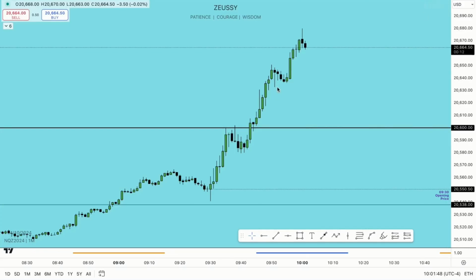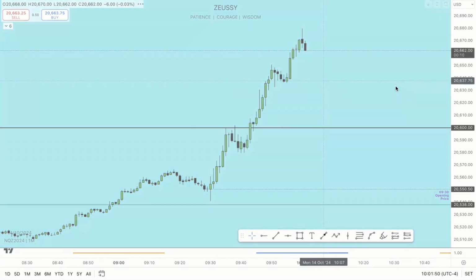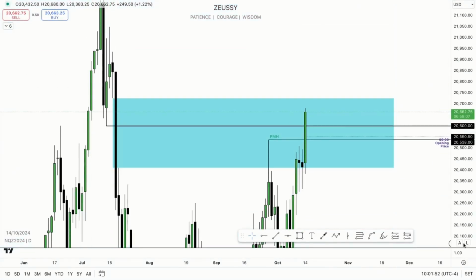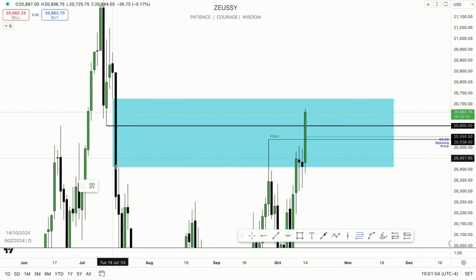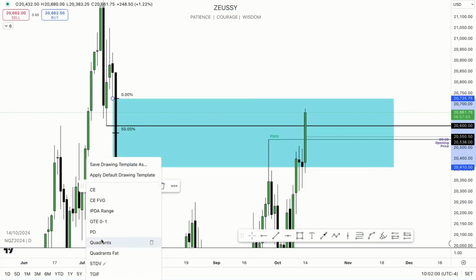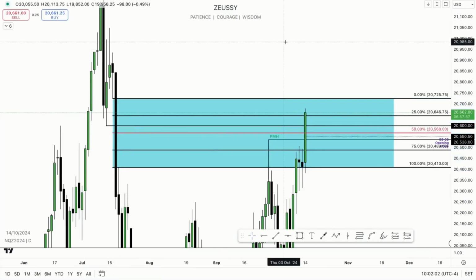What I'm going to do, by the way, before we continue further, is the following. I'm going to be marking up the quadrants from low to high of this daily CB, meaning we are going to be paying attention to the quadrants. As you can see, NQ was just repriced above the 25% quadrant. That means we are in a deep premium of this daily CB. Therefore, I'm anticipating a rejection to take place in this area.